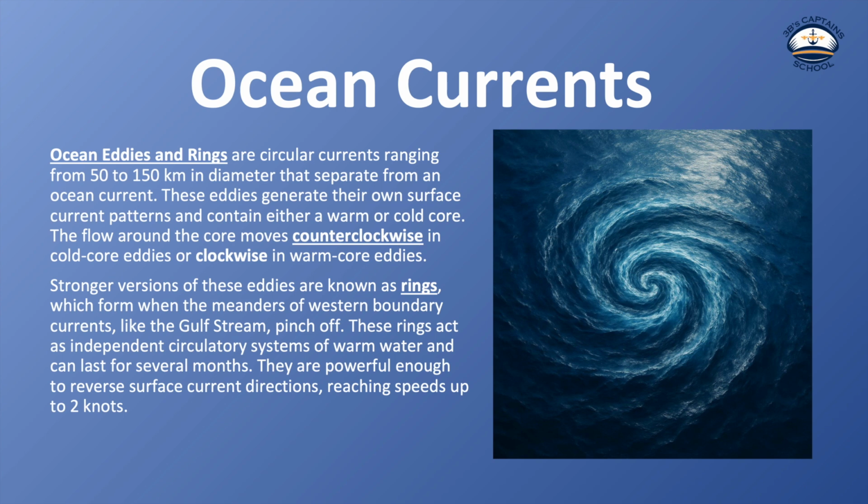Stronger versions of these eddies are known as rings, which form when the meanders of the western boundary currents like the Gulf Stream pinch off. These rings act as independent circulatory systems of warm water and can last for several months. They are powerful enough to reverse surface current directions, reaching speeds up to 2 knots.